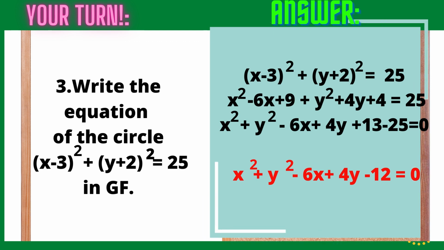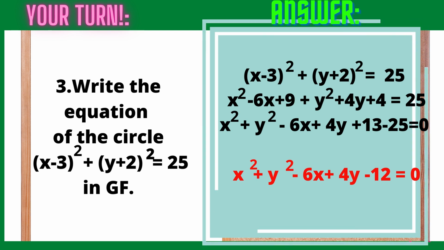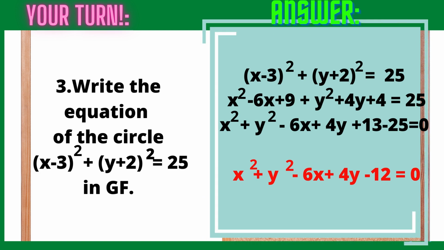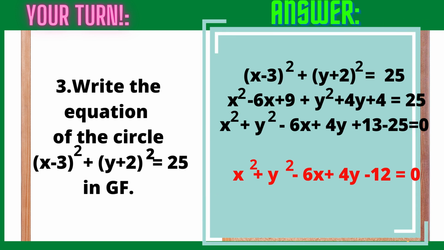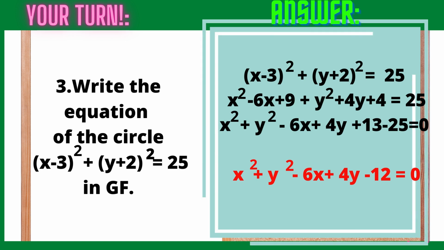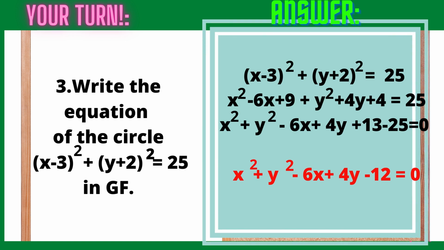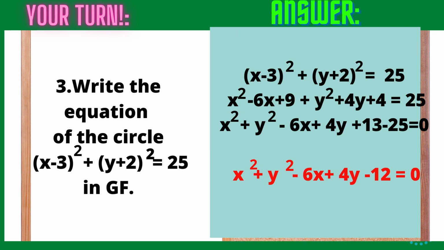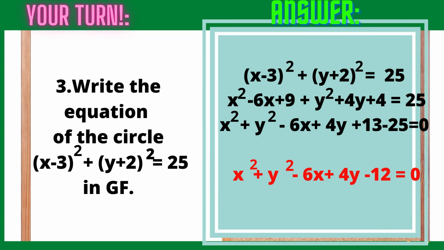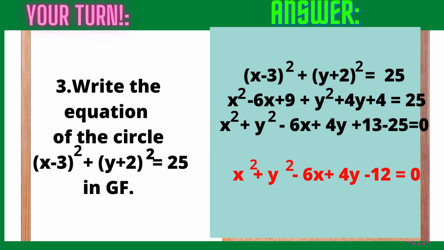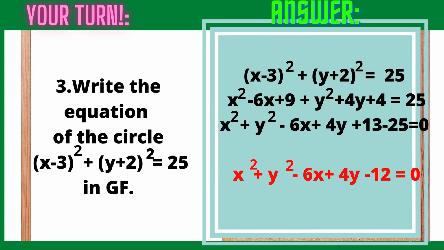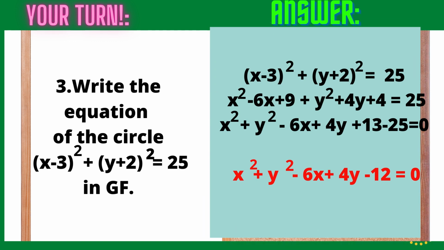So in this case, we have to use the square of binomial. Square the first term, x squared, minus twice the product of the first and the second, negative 3 times x, negative 3x times 2, negative 6x, plus square the last term, 9. Then use the same solution for (y + 2)². We have y² + 4y + 4 = 25.